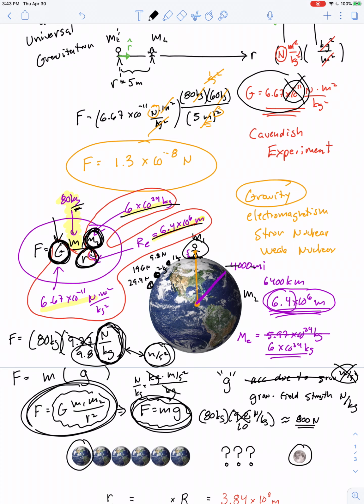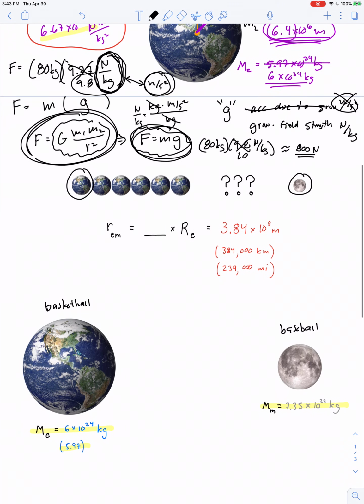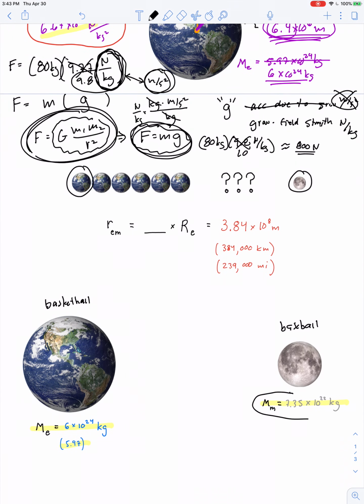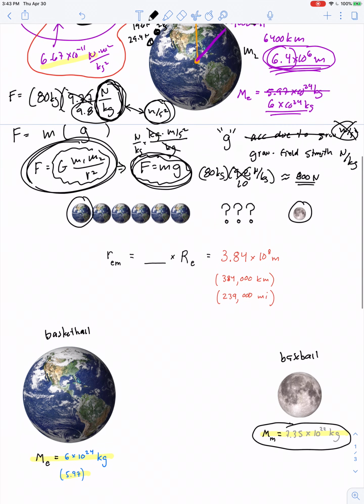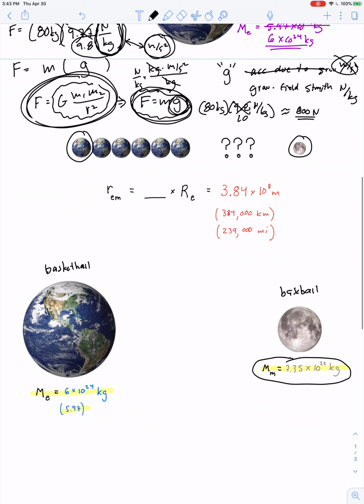Okay. So why can't we do the same thing for the Earth and the Moon? Why can't I just multiply the mass of the Moon times 9.8 newtons per kilogram? Because the Earth's gravitational field strength of 9.8 newtons per kilogram is only the value at the surface.